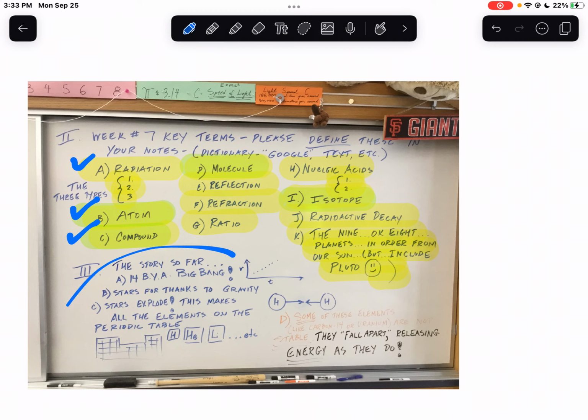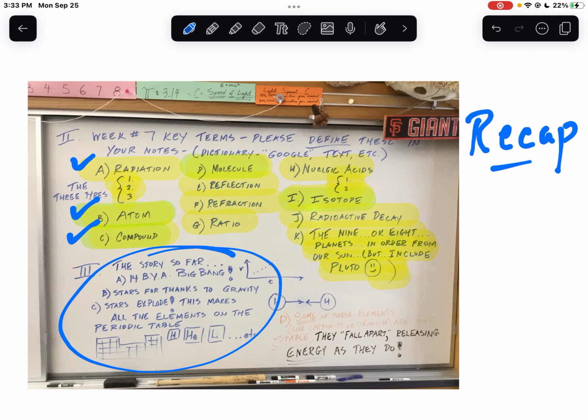This right here, this entire part of the board here, is just a recap. The recap I like to do each week, and actually on no particular day, I just want to make sure that we're going through where we've been so far.